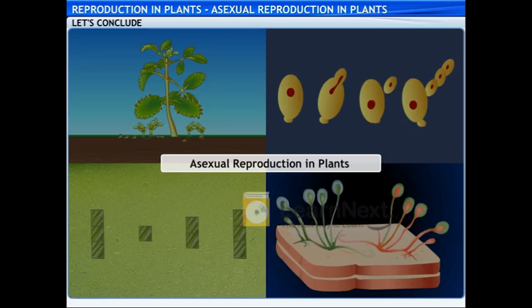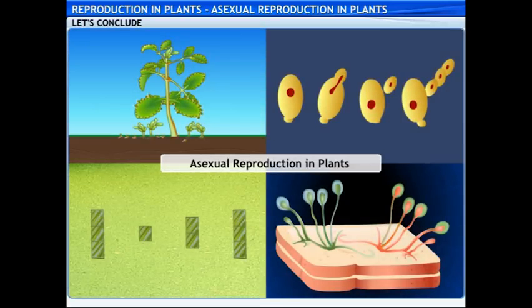Congratulations! You have successfully completed this lesson on asexual reproduction in plants. You will now be able to explain the various types of asexual reproduction in plants.